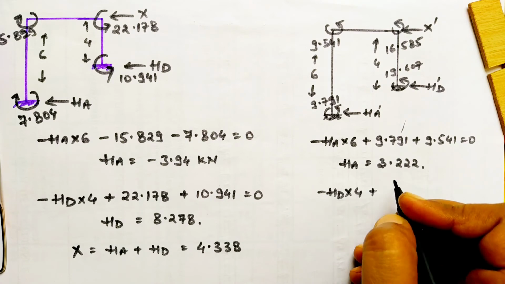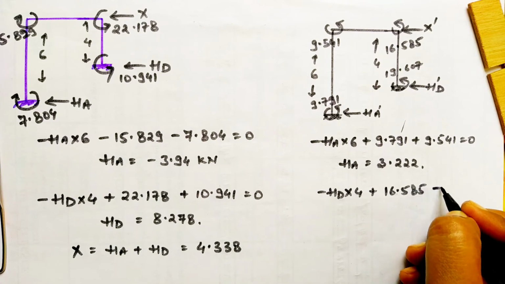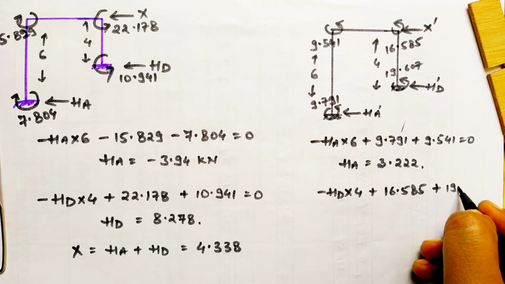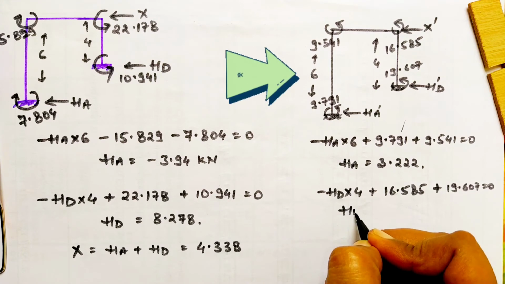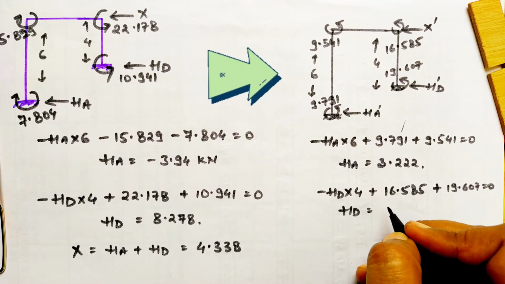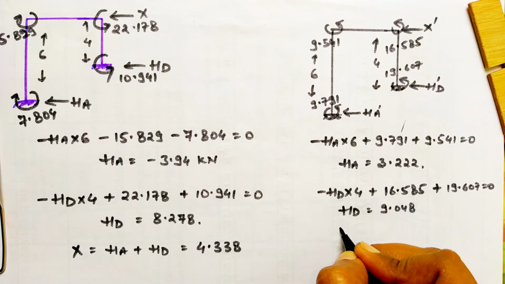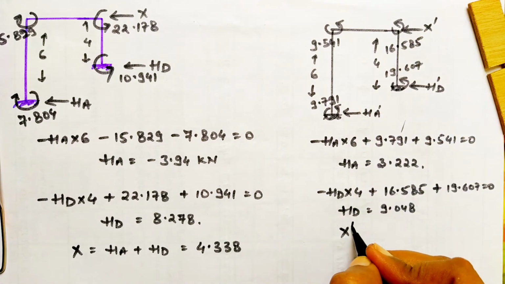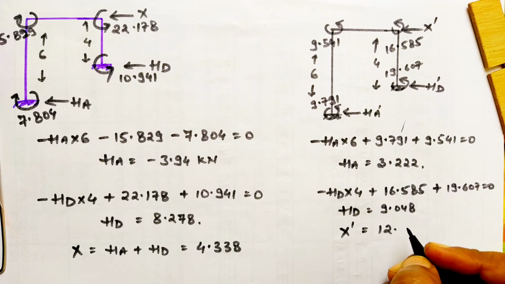Similarly for your HD, if we take the moment, it is also coming out to be clockwise, so this is also negative. Like what we have done on the left side, the same thing we have to do on the right side. We have to take the moments and then calculate the value of X dash, that is the sway force because of the geometry of the structure. So this is your X dash. We just sum up these two and we will find the final value.